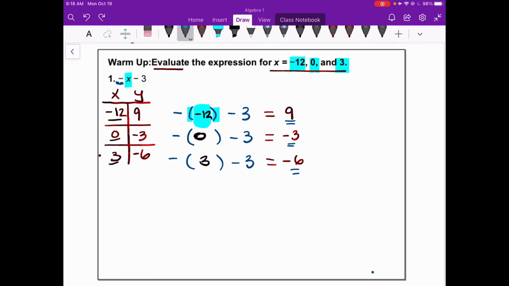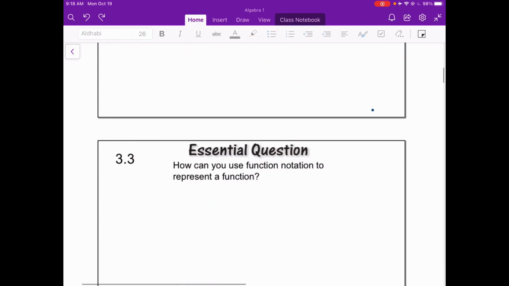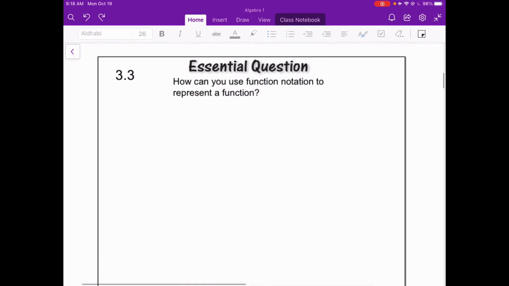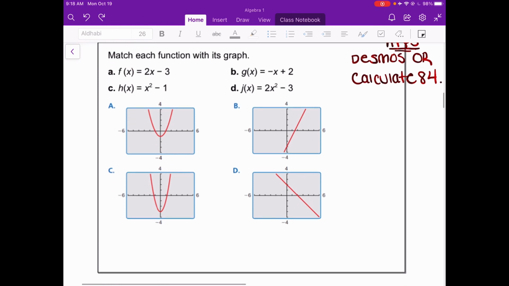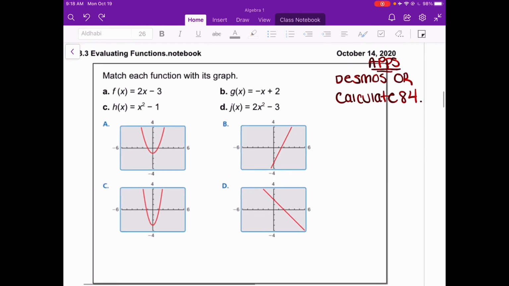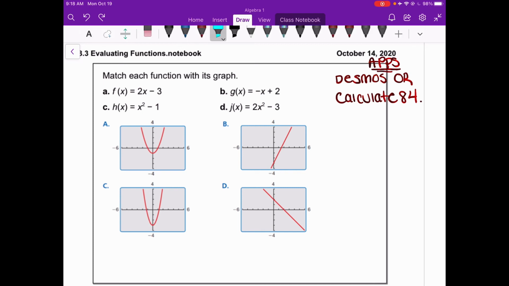So we'll do this in a more formal way throughout this lesson. And the essential question you're going to think about is how can you use function notation to represent a function? So the first thing you're going to do is take a second to graph these equations and match them to their graph.